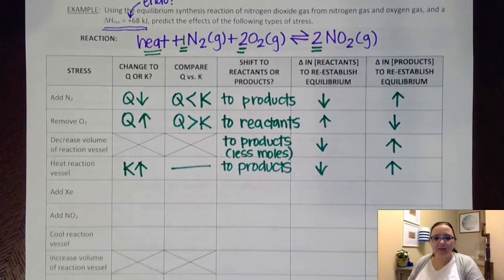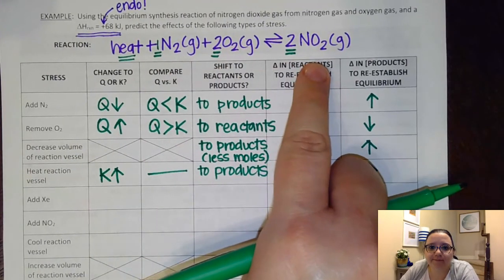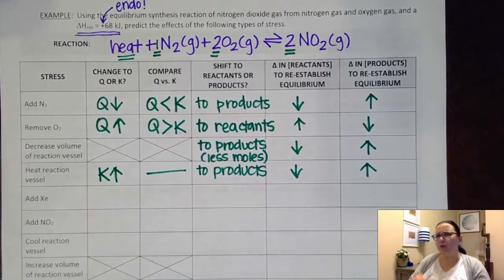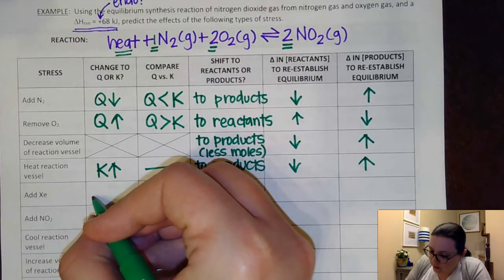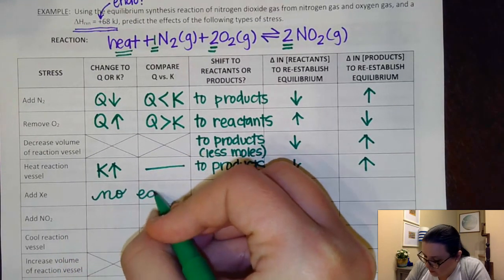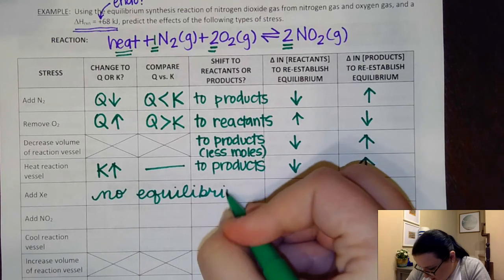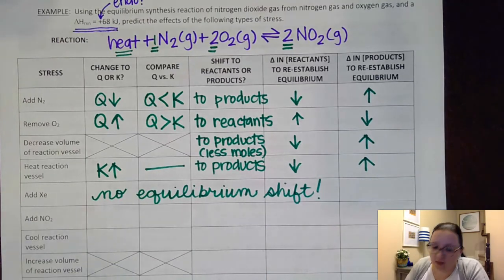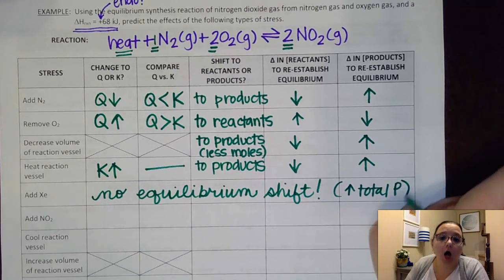All right, this next one is kind of a trick. It says add xenon in. Do you see xenon up here? Nope. Xenon is in group 18, which we know are the noble gases, which are inert. It's not going to react with anything in here, so this one is a trick. This one would cause no equilibrium shift. The only thing this would do is increase the total pressure in the container. That's all it would do.